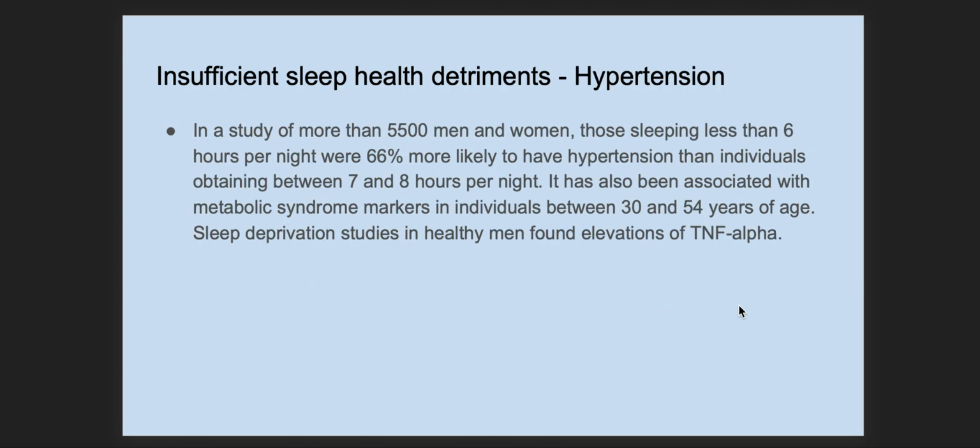And then we can see how lack of sleep plays a role in high blood pressure. There was another study that examined 5,500 individuals sleeping less than 6 hours per night, and they found that these individuals, after everything was correlated, had a two-thirds greater chance of having high blood pressure than other individuals sleeping around 7 to 8 hours a night.